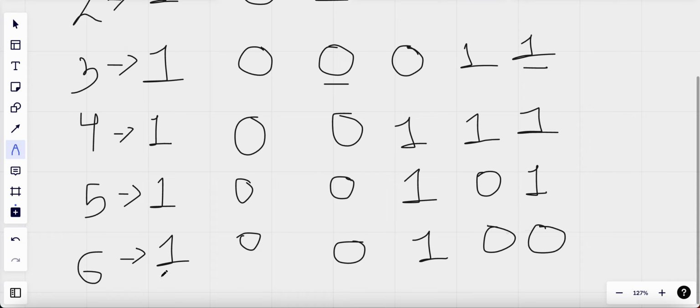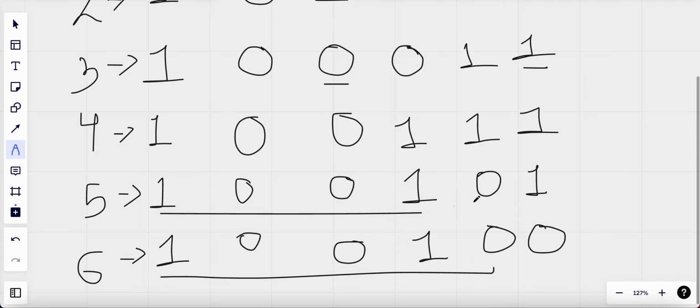So basically here all of these are the same, except this one, because only this one changed. And so on.